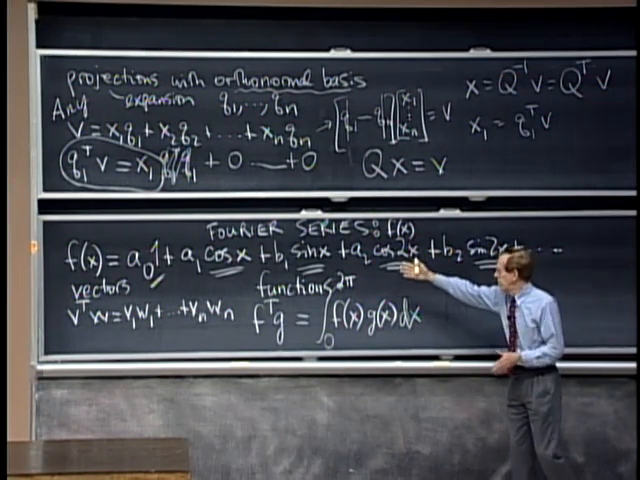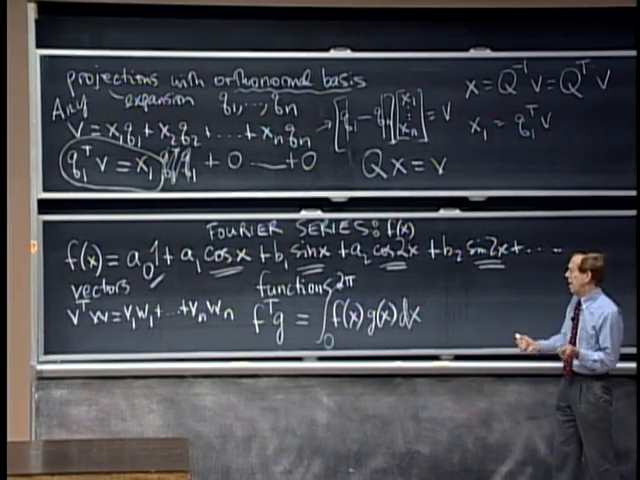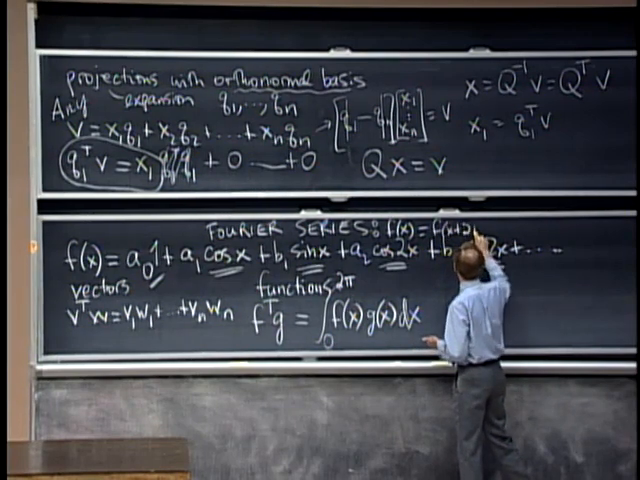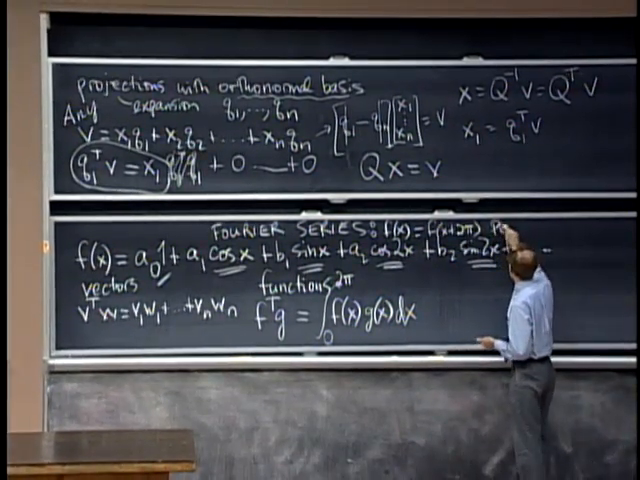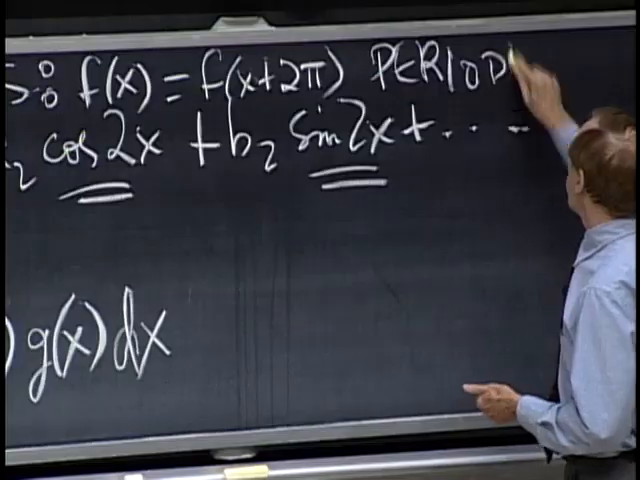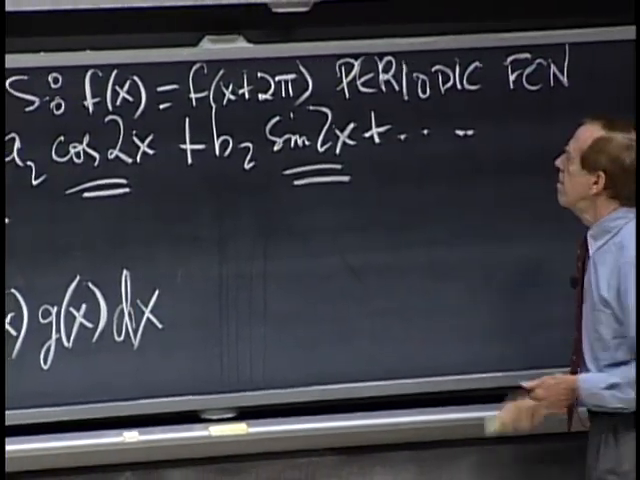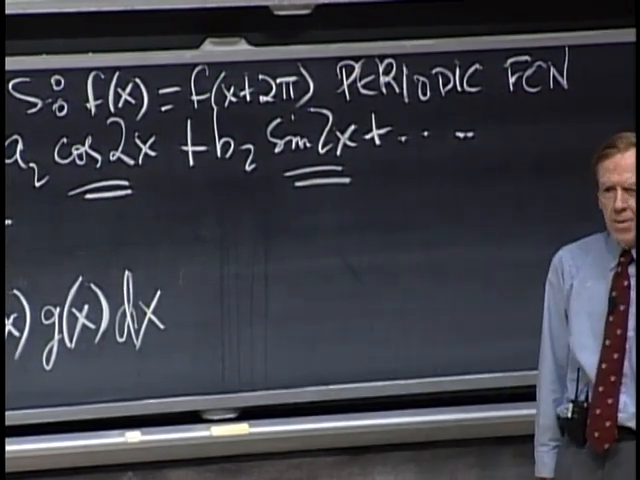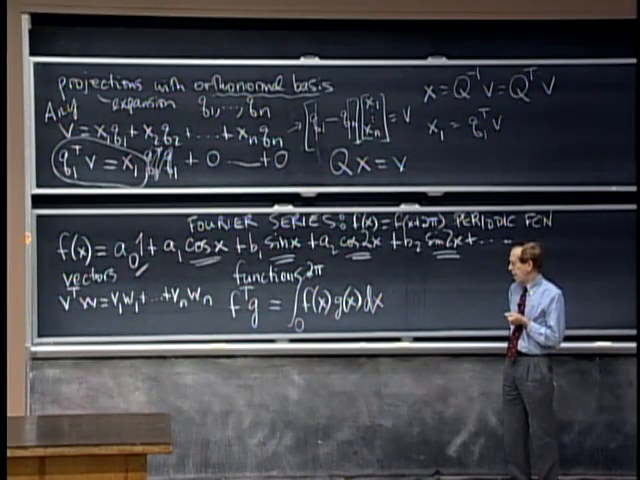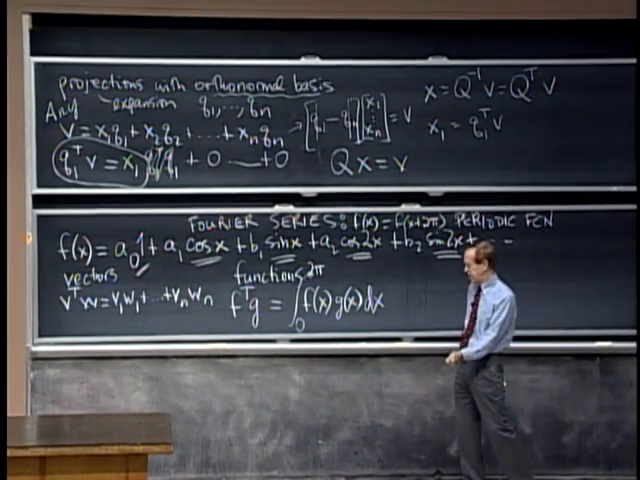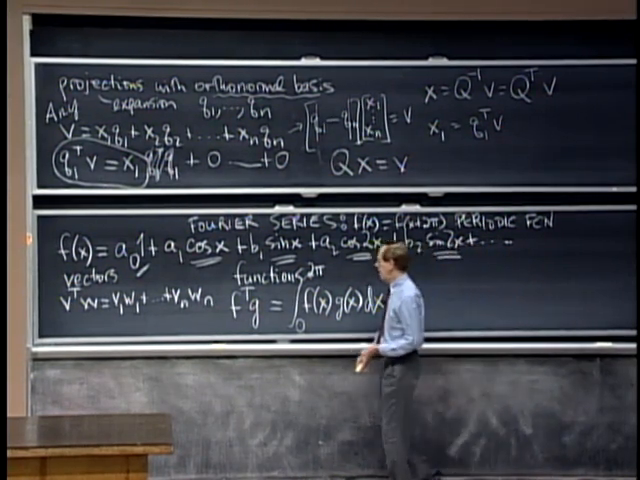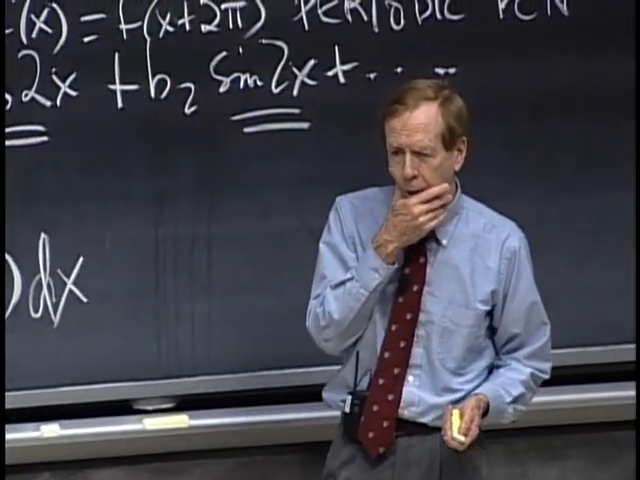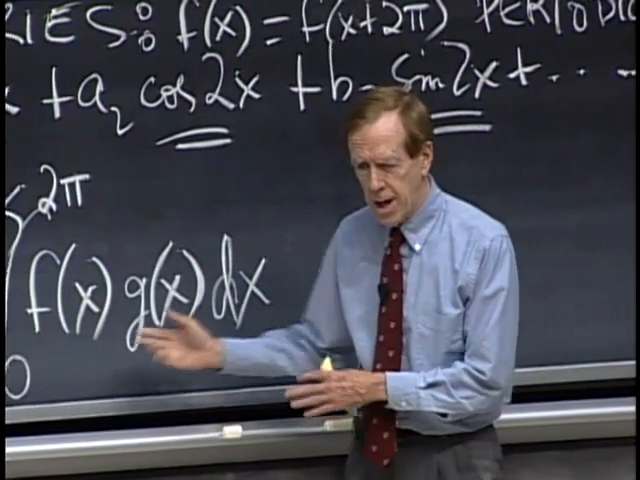Because if I'm going to use these sines and cosines, then f of x is equal to f of x plus 2 pi. This is periodic. Periodic functions. Okay, so now I've got all the right words. I've got a vector space, but the vectors are functions. I've got inner products, and the inner product gives a number. It just happens to be an integral instead of a sum.